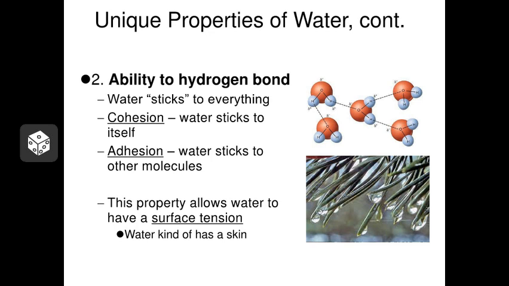Water's ability to hydrogen bond is what allows it to form a surface tension. In other words, water kind of forms a little skin on the outside. And this occurs because the water molecules are more attracted to each other than they are to the air. So they make this little skin, and this is what allows them to form things like droplets.